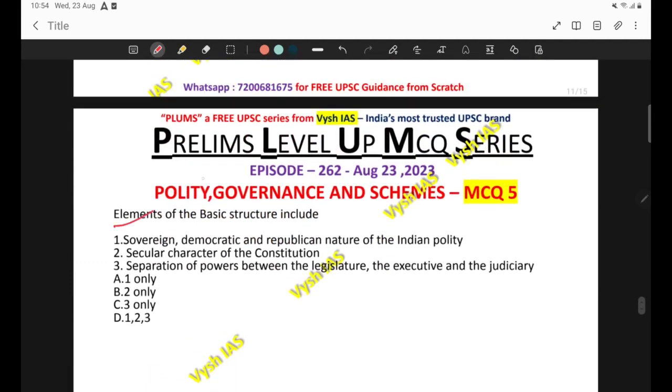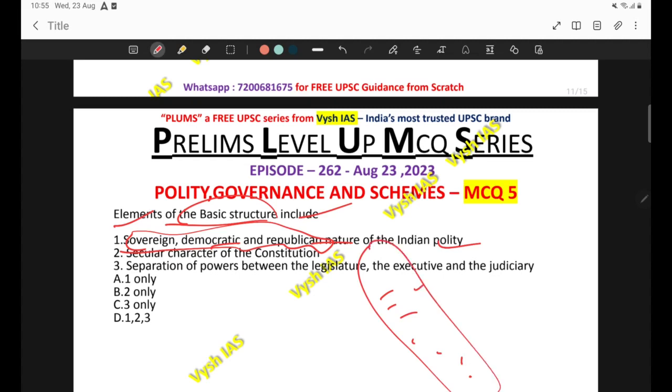Now come to the next one. Elements of the basic structure include the sovereign, democratic and republican nature of Indian polity. Yes, so please take note of these statements. Elements of basic structure, as I have said, we have seen one more question relating to basic structure today, only a statement question. Which items are included in the basic structure? There are some important items which you need to mug up, no way around it. That is very important, so I picked up these statements from that. The basic structure lists a certain number of items which you have to mug up. There is no other way.